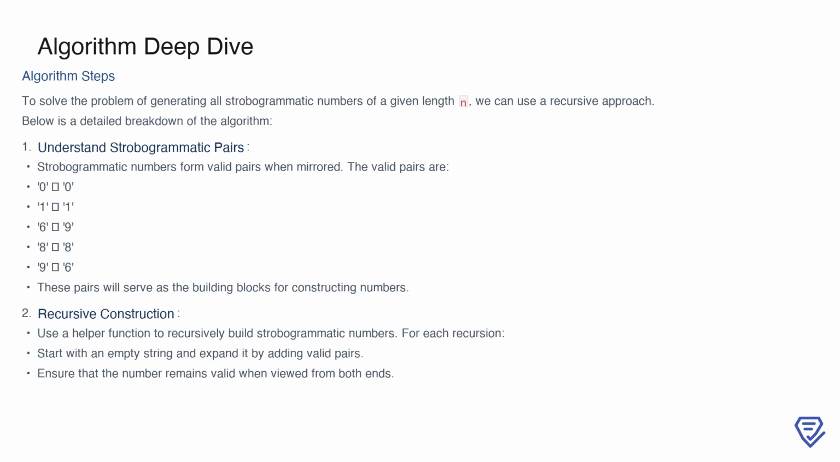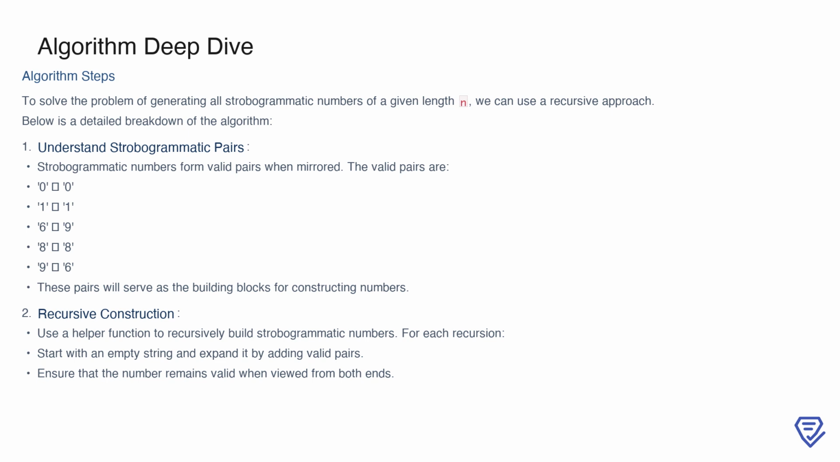To tackle the problem of generating all strobogrammatic numbers of a given length, we use a recursive approach. The first step is understanding strobogrammatic pairs. These are digit pairs that remain valid when viewed upside down. The valid pairs include 0 with 0, 1 with 1, 6 with 9, 8 with 8, and 9 with 6. These pairs are the building blocks of our solution.